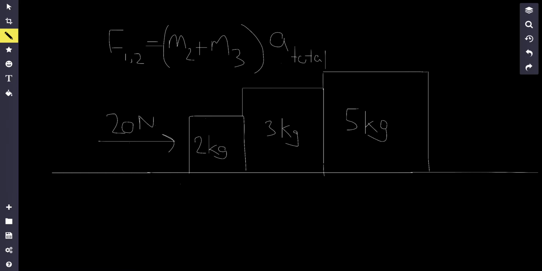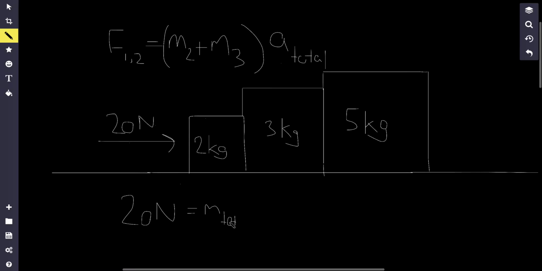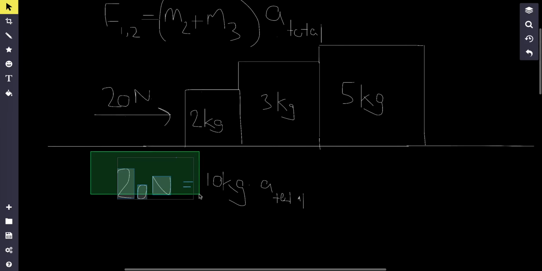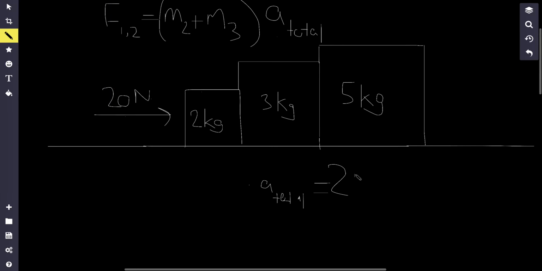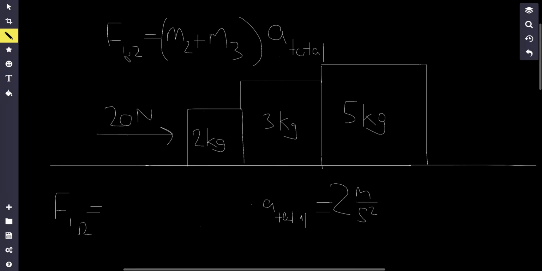So when block 1 pushes forward, not all of the force is going to go towards block 1's acceleration, right? All the other blocks are also going to be accelerating. So we know our force is 20 newtons. That's going to be equal to our total mass multiplied by the total acceleration, right? Our total mass is 10 kilograms in total. So dividing by 10 kilograms on both sides, I get that the total acceleration is equal to 2 meters per second squared. Now, the force of 1 on 2 is going to be equal to mass 2 plus mass 3, so 3 plus 5 is 8, multiplied by acceleration, that's going to be equal to 16 newtons.